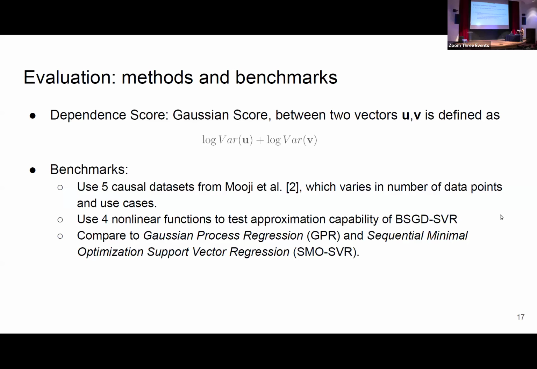In the experiments, we use the Gaussian score for dependence score. As Gaussian score is the most MPC friendly, we don't have any contribution here. We just choose the one that is most MPC friendly. This one only has 2 nonlinear evaluations. We benchmark our algorithm on 5 data sets from Muji to show the causal discovery performance. We also show the nonlinear function regression power of BSGDS-VR, and we compare BSGDS-VR to Gaussian process regression and SMOSVR.